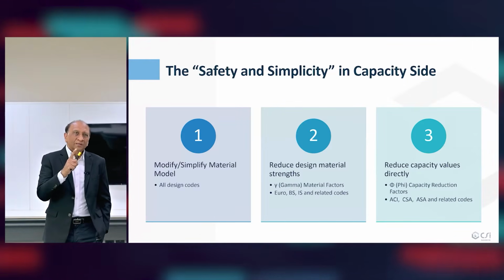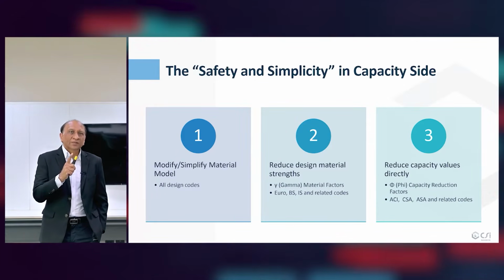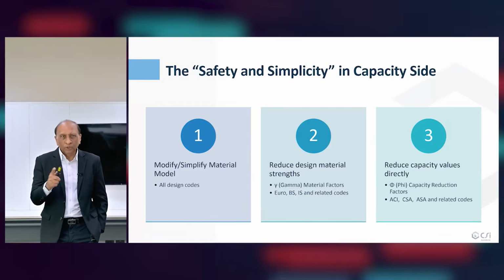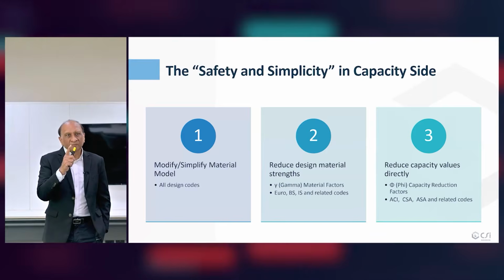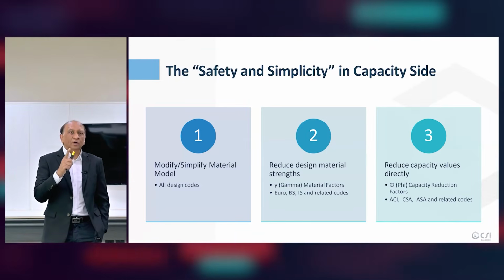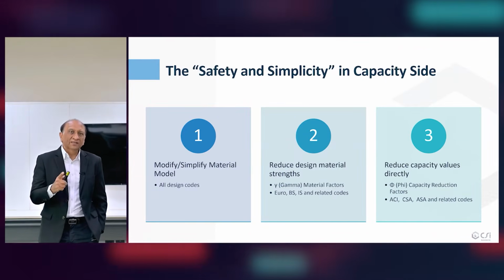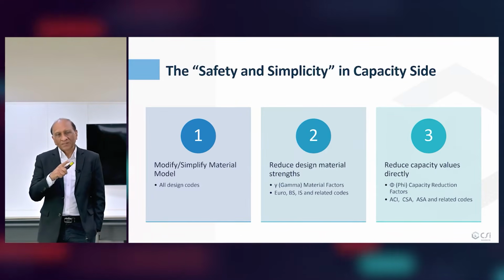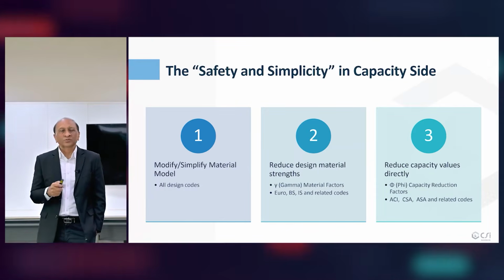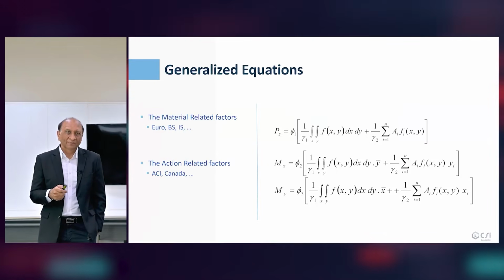To do that, the codes have to simplify things, because the full equations that I showed you are obviously very complicated. So they will simplify the material models, they will reduce the material strength, and they will also reduce the capacity values directly, so that they add factor of safety in those three ways. So let's see how they do that.